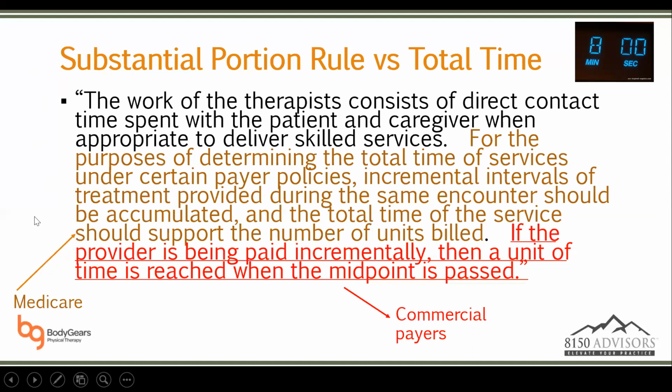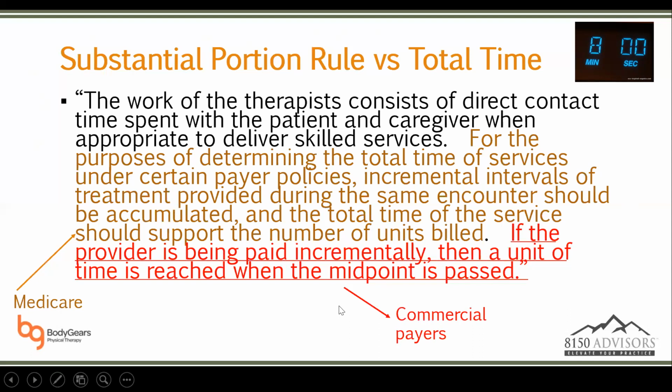Okay, so for purposes of making sure we are speaking clearly, we're going to call the Medicare rule the total time rule. Medicare says you have to take the total amount of time you spend with the patient and add all that up, and you can't bill any more units than the total time allows. However, this is the second part of that definition. If the provider is being paid incrementally, then a unit of time is reached when the midpoint is passed. And so that's the commercial payer rule.